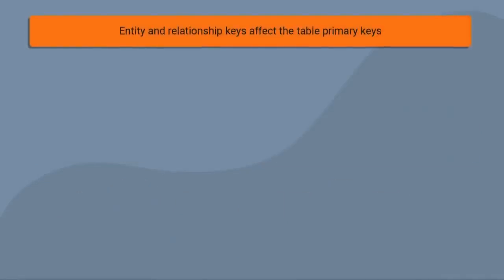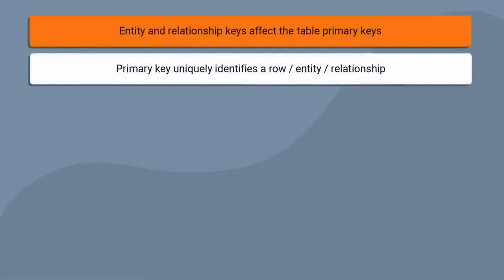Part of understanding the data requires understanding a primary key as well. To recall, primary keys take care of two essential things: uniqueness and satisfying queries. Entity and relationship keys affect the table primary keys. A primary key uniquely identifies a row, entity, and a relationship.